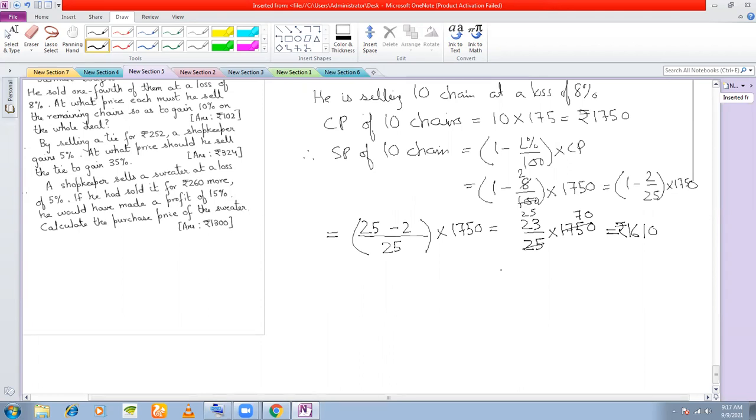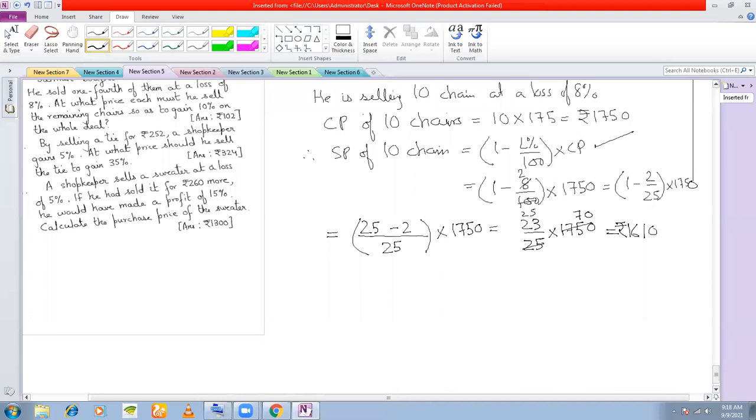Sir, I get the price of the first chair by calculating the rupee loss and then subtracting it from the cost price. Yes, that you can also do, but that is 2 steps. That is why I've been telling you, if you use this method, you will get the selling price directly. Okay, you can do that also, no problem. So the selling price is 1,610 of 10 chairs.